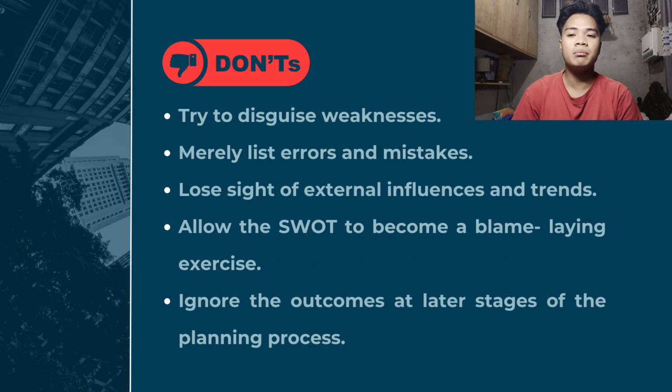And in the don'ts, the first is try to disguise weaknesses. Second is merely list errors and mistakes. The third one is lose sight of external influences and trends. The fourth one is allow the SWOT to become a blame-laying exercise. And the last one is ignore the outcomes at later stages of the planning process.